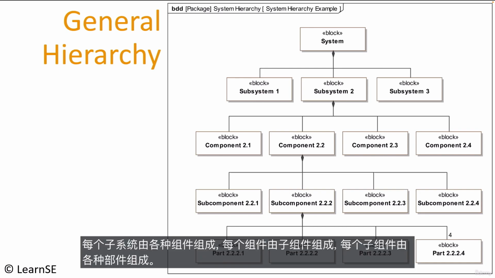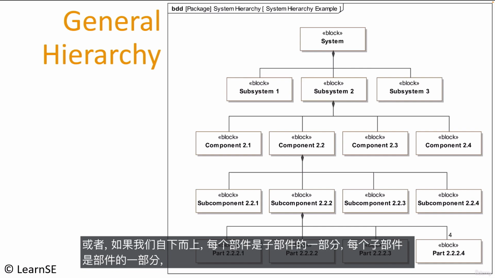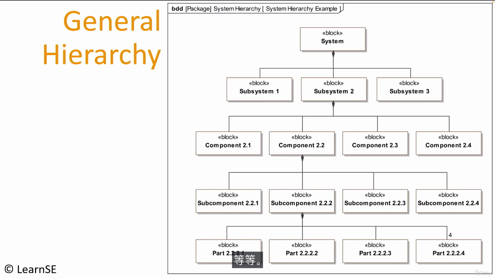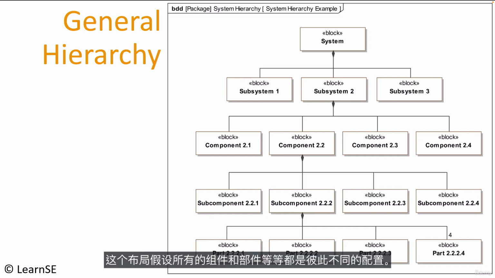Each subsystem is composed of various components. Each component is composed of subcomponents, and each subcomponent is composed of various parts. Or alternatively, if we go from the bottom up, each part is a part of a subcomponent, and each subcomponent is a part of a component, and so on. This layout assumes that all the components and the parts and so on are all different configurations from each other.